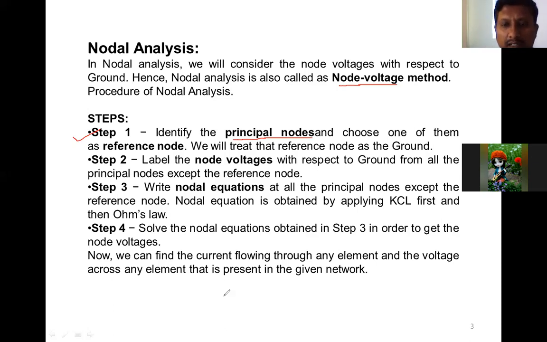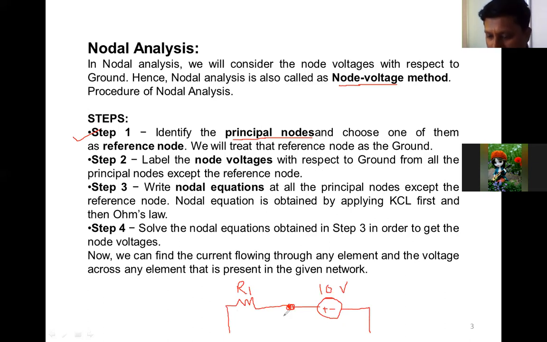Let me just tell what a simple node means. If only 2 branches are connected, suppose the 2 branches are there. Here resistor R1 is there, and here suppose a 10 volt voltage source is there. These 2 branches are connecting at this single point. So this is called a simple node. If only 2 branches are connected, then it is called a simple node.